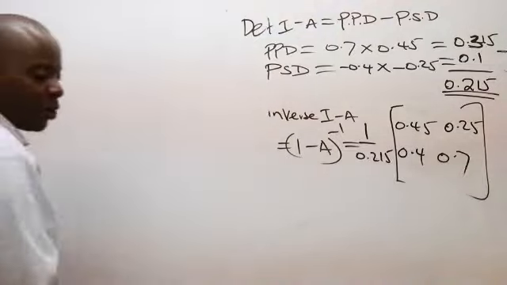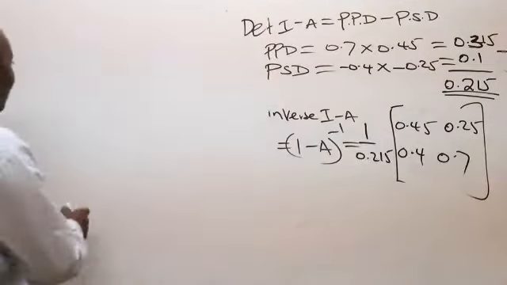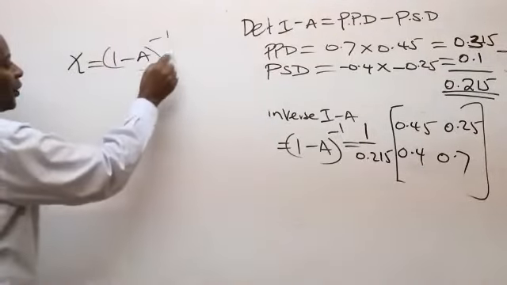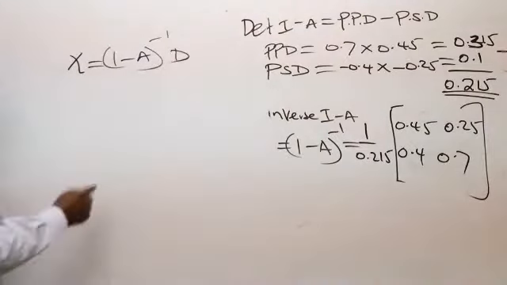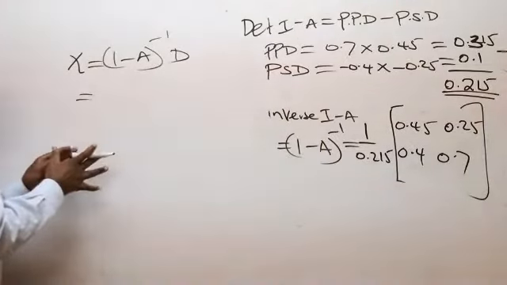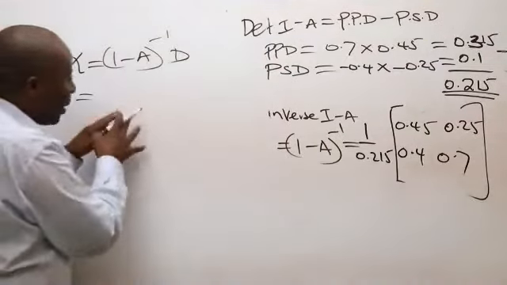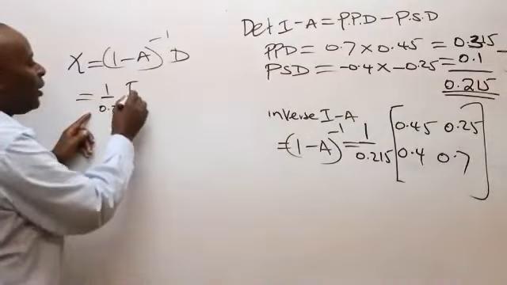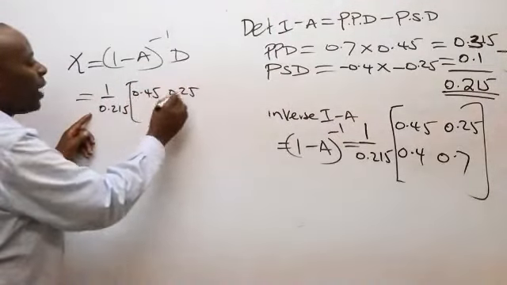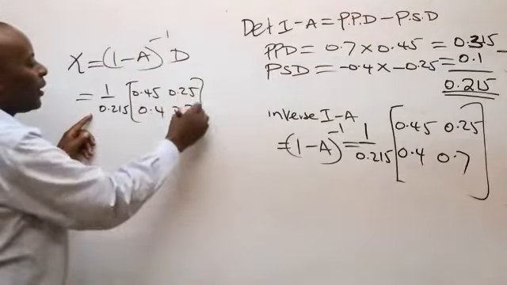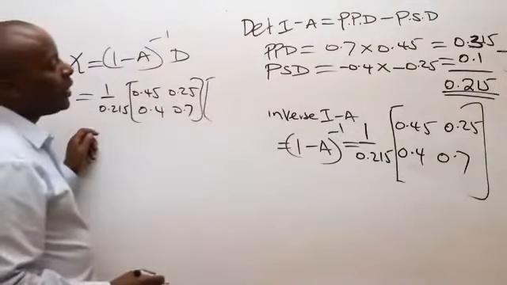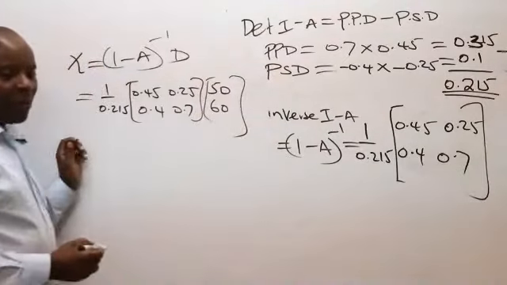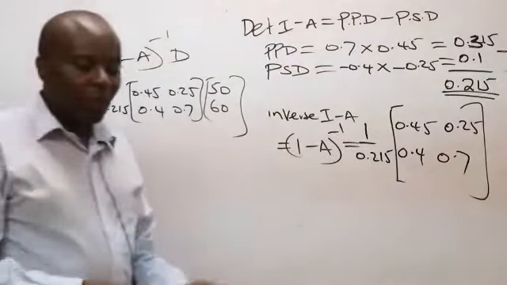What you're supposed to do here is remind them of the model. Our model is x equals I minus A inverse multiplied by D. So if I feed my parameters into my model, I minus A inverse is 1 over 0.215 into 0.45, 0.25, 0.4, 0.7, multiplied by D. Our D, if you remember very well, which was final demand, was 50, 60.